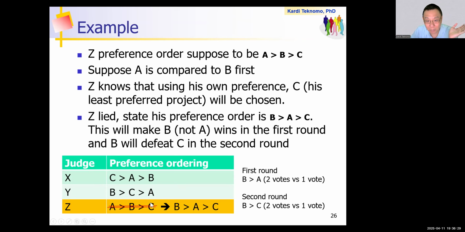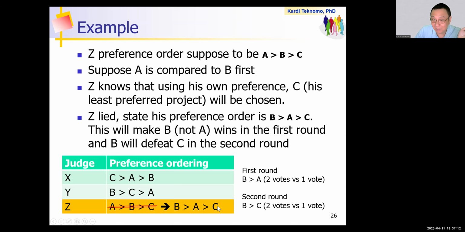Now, suppose A is compared to B first. Can you see this? A compared to B first. So Z knows using these values, if you put A compared to B first, then letter C will be chosen in the end. He doesn't like that, right? So then he lies about his own preference. He says, no, I don't want this. Actually, what I want is this one: B larger than A larger than C.